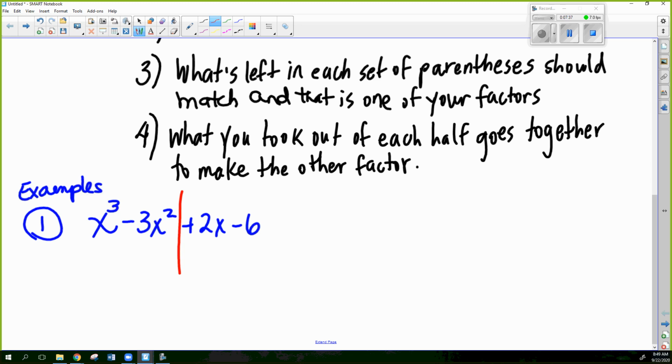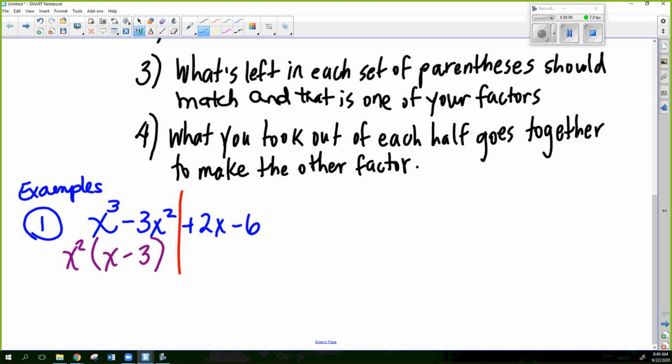All right, step 2, factor out the GCF from each half. So what is the GCF between x cubed and negative 3x squared? X squared. And then tell me what's left over, just in those 2 terms. X minus 3.